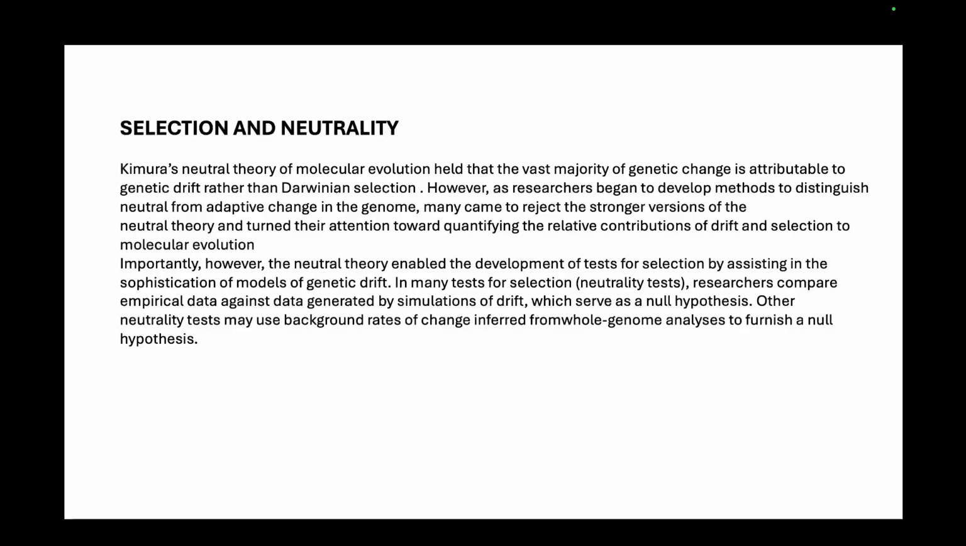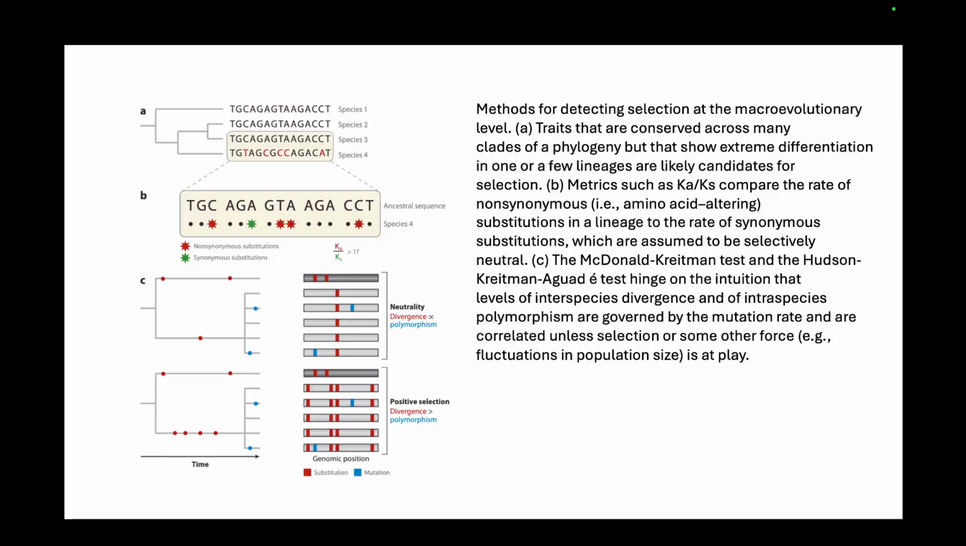So other neutrality tests may use background rates of change inferred from whole genome analysis to furnish a null hypothesis. So again, this plot actually shows different methods for detecting selection at macroevolutionary level. Traits that are conserved across many clades of a phylogeny, but that showed extreme differentiation in one or few lineages are likely candidates for selection.